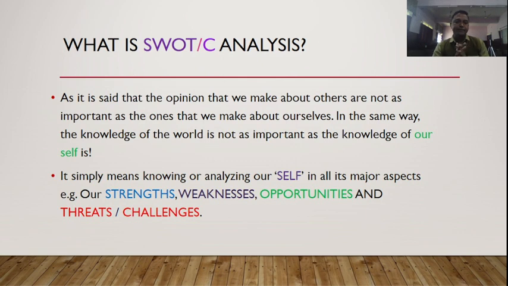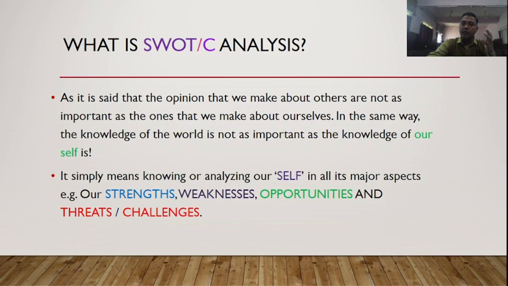Now, as it is said, the opinions that we make about others are not as important as the ones that we make about ourselves. What opinions we make about ourselves are more important than what opinions we make about others. In the same way, the knowledge of the world is not as important as the knowledge of ourself is. Here this sentence clearly says that we should have knowledge of the self, not just knowledge of the world. Knowledge of the world is also important, but not as important as knowledge of the self. It simply means knowing or analyzing ourselves in all its major aspects, for example, our strengths, our weaknesses, our opportunities, and our threats or challenges.